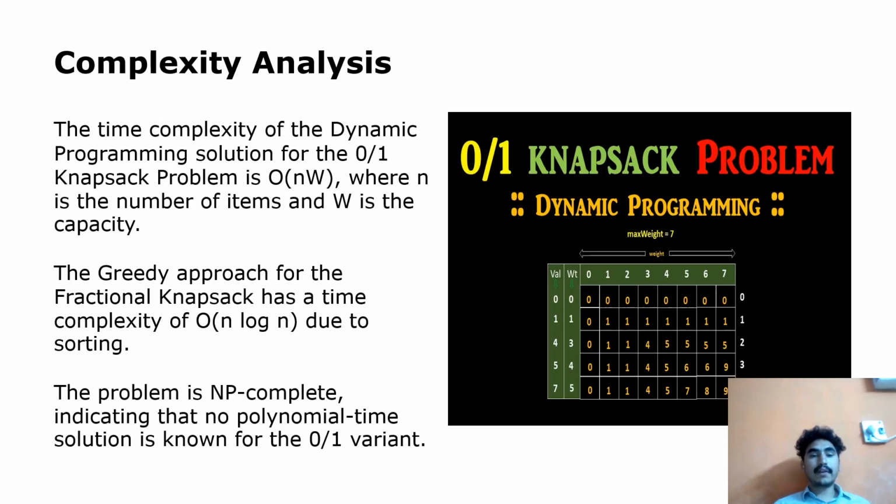We move to complexity analysis. The time complexity of the dynamic programming solution for the 0/1 knapsack problem is O(NW), where N is the number of items and W is the capacity. The greedy approach for the fractional knapsack has a time complexity of O(n log n) due to sorting. The problem is NP-complete, indicating that no polynomial time solution is known for the 0/1 variant.